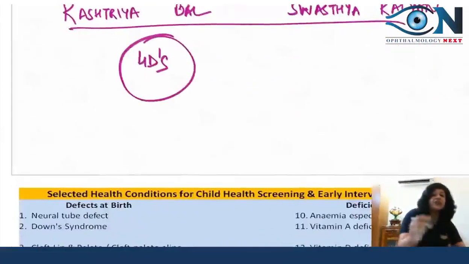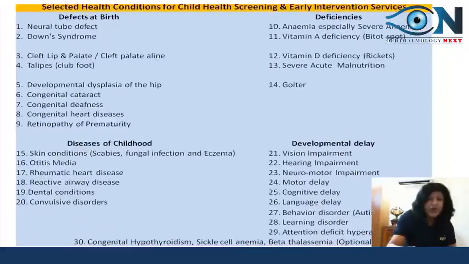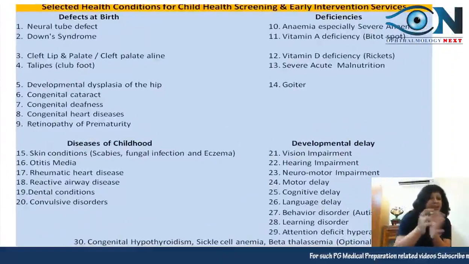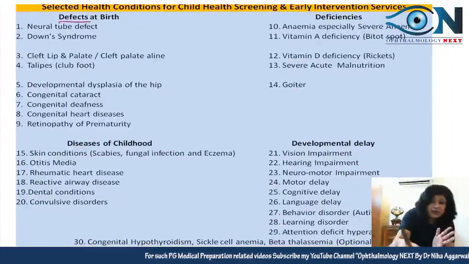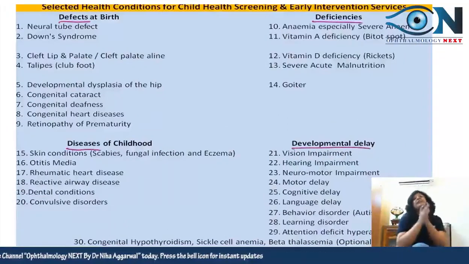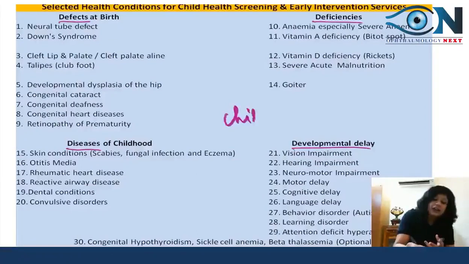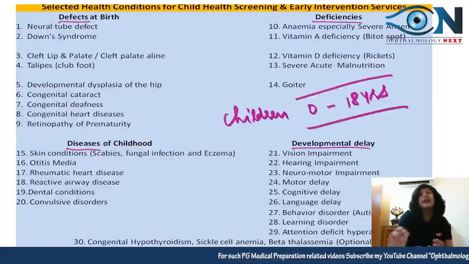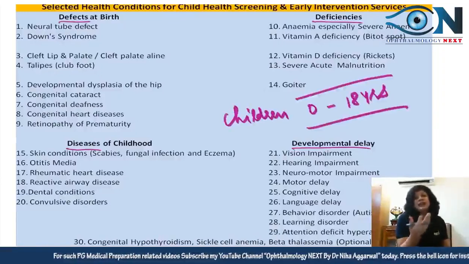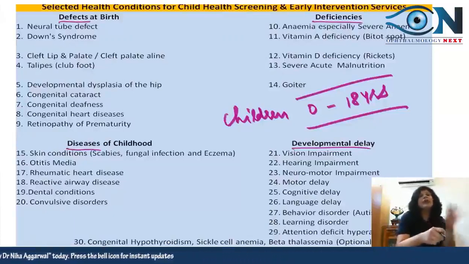So the 4 Ds which are included here consist of so many things. I will tell you how to remember these things. We have got the defects, we have got deficiencies, we have got diseases, and the developmental delay. These 4 Ds are there, and basically they aspire for early intervention of the child from 0 to 18 years. So if the child has any kind of disease, we can have early intervention for that child. All the important diseases of the children are included here, and we have got 4 Ds.